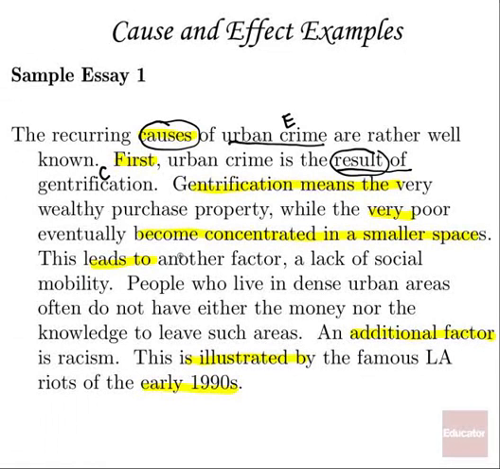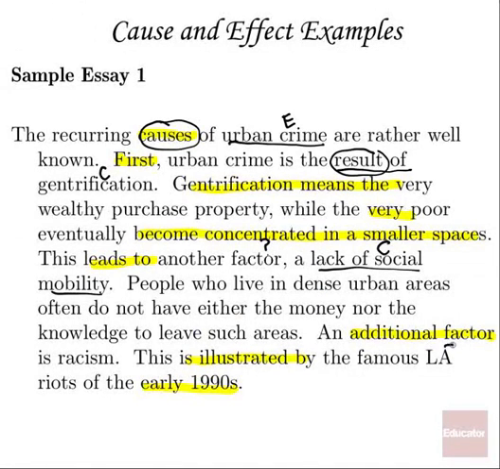Gentrification means etc., etc. This leads to another factor. What is this other factor? I'm going to put C over it so that I know it's a cause. A lack of social mobility. C. C is my cause here. People who live in dense urban areas often do not have the money or knowledge to leave such areas.